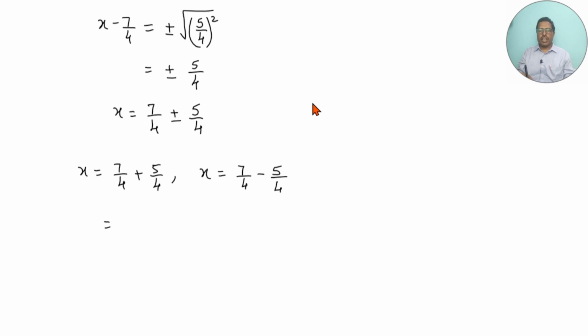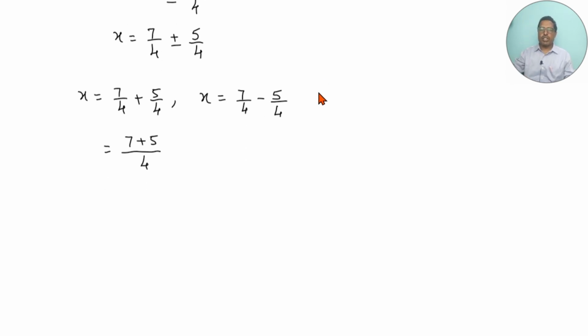So let us take the LCM over here. LCM is 4. Whenever you have the common LCM, you can just add the numerators, 7 plus 5. So 7 plus 5 is 12. So you have 12 by 4, or you can just cancel it, 4 1 times, 4 3 times. Therefore we get the value of x equal to 3. So we have got the first root, x equals 3.